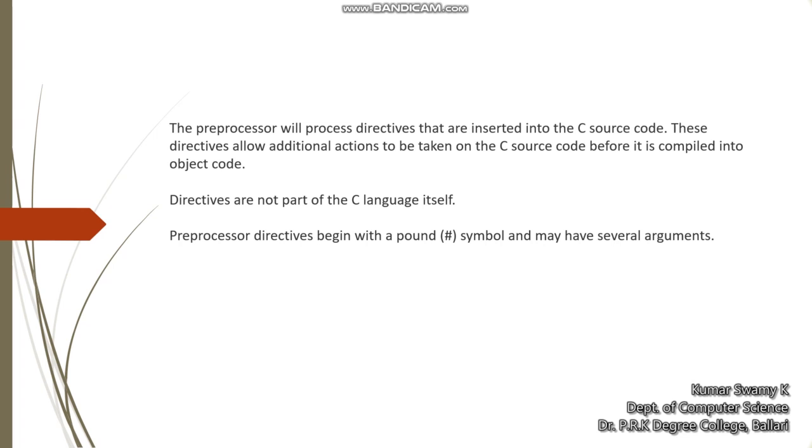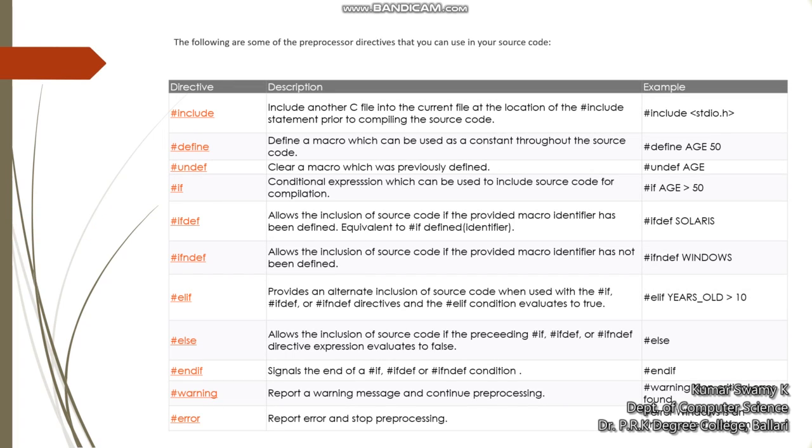Now let us look at some of the preprocessors which are used in our C language. This table describes some of the preprocessor directives, such as #include, #define, #undef, #if, #ifdef, #elif, #else, #endif, #warning, #error. We have one more, which is #pragma also. The following column gives a description of the respective directives with examples.